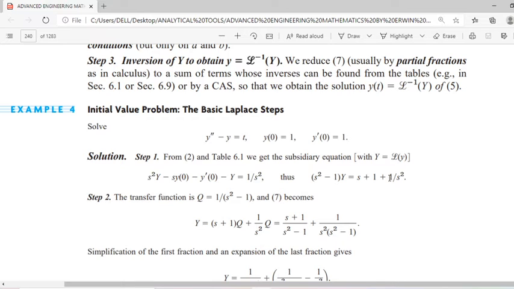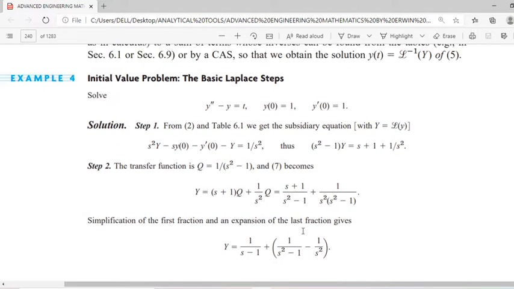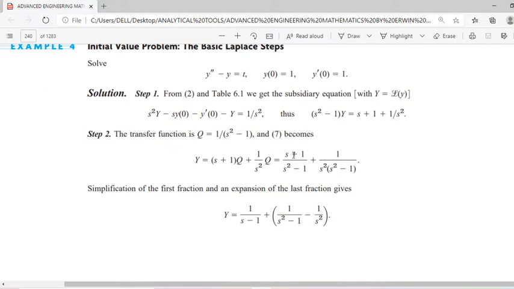So again, what is q? You can find q from here. 1 by s square minus 1 is q. So q is equal to 1 by s square minus 1. So you can see y is equal to s plus 1 into q plus 1 by s square into q. So that is s plus 1 by s square minus 1, plus 1 by s square into s square minus 1. But you know that s square minus 1 is s minus 1 into s plus 1. So s plus 1 can cancel each other, and the remaining term will be 1 by s minus 1.